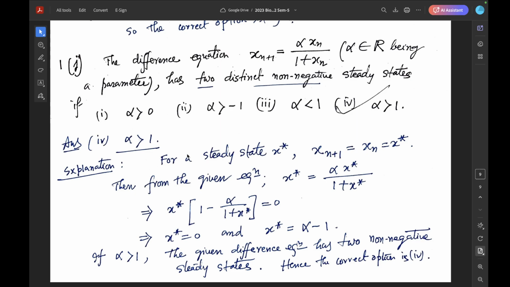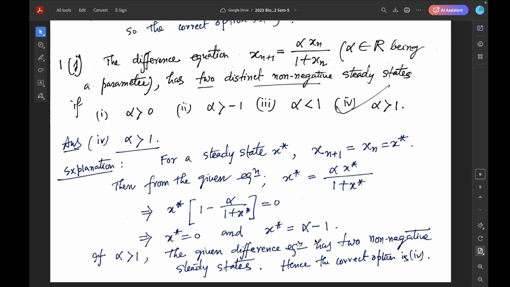Explanation. For a steady state x star, we know x(n+1) equals x(n) equals x star. From the given equation, I put x star equal to alpha x star by 1 plus x star, because for the steady state x(n+1) equals x(n) equals x star. So taking x star common, we get x star times bracket 1 minus alpha by 1 plus x star, bracket close, equal to 0. So either x star equal to 0 or x star equal to alpha minus 1.